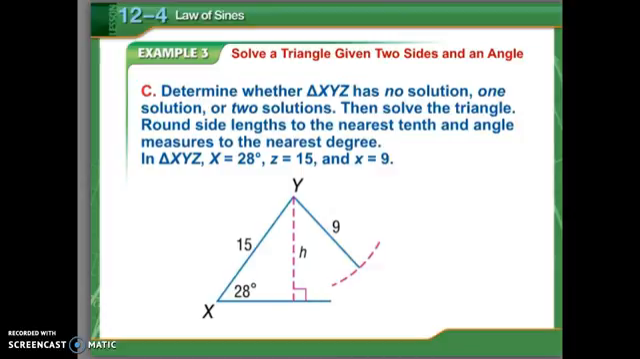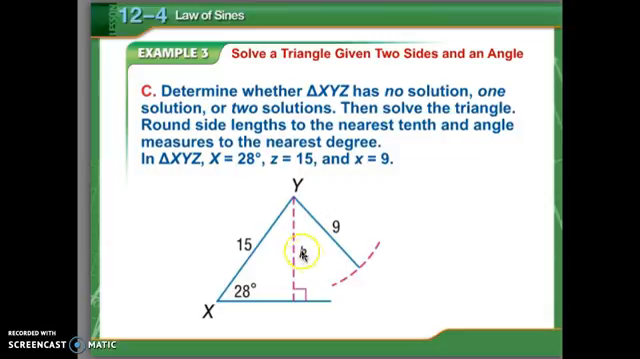Part C now. Determine whether triangle XYZ has no solution, one solution, or two solutions. Then solve the triangle, round the side lengths to the nearest tenth, and angle measures to the nearest degree. Angle X is 28 degrees, side Z is 15, side X is 9.